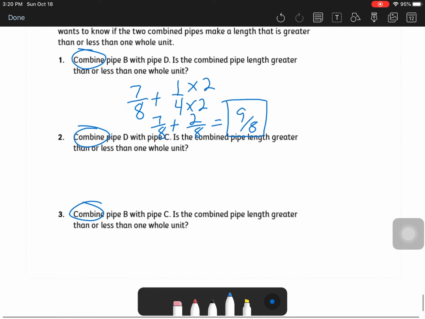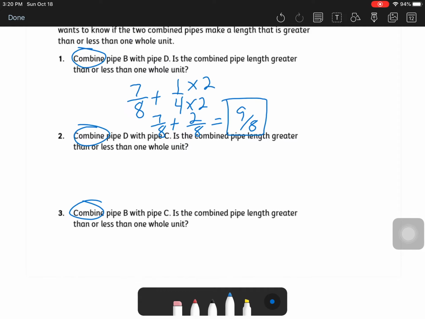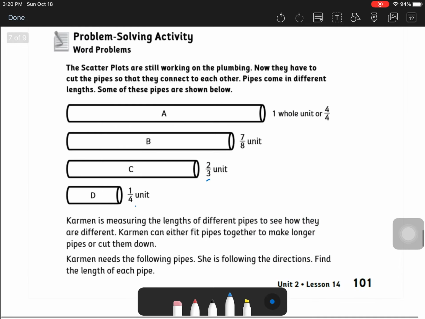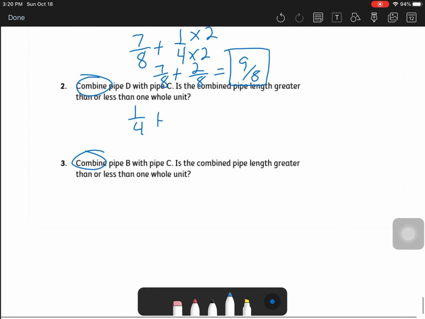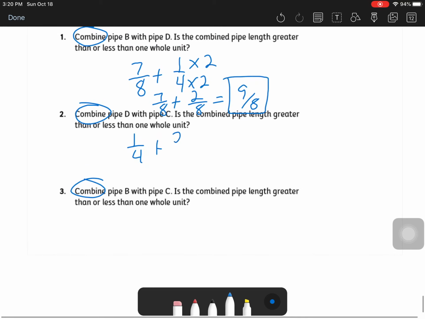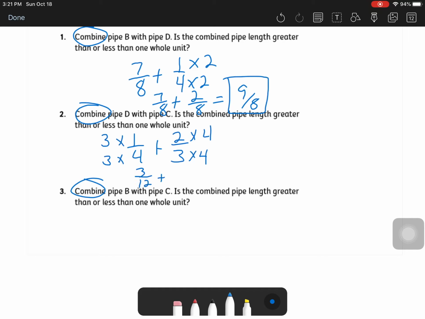All right, next one. We've got combine D and C together. Well, D was 1/4. And what is C? C is 2/3. So we've got 4 and 3. We're going to make 12. So times 3 and times 4. So that's going to be 3/12 plus 8/12. Adding the 3 and the 8, we get 11. So we get 11/12.